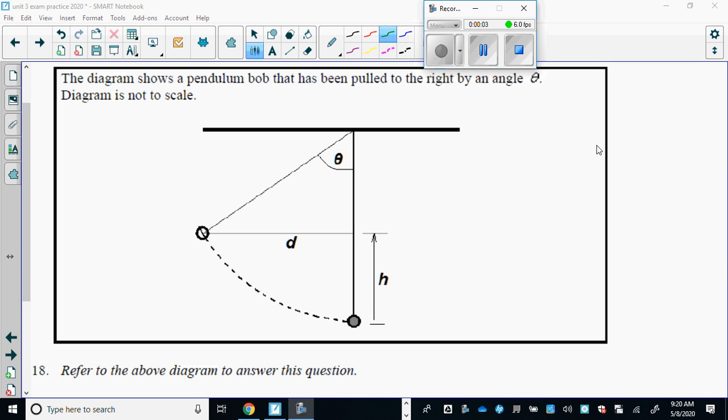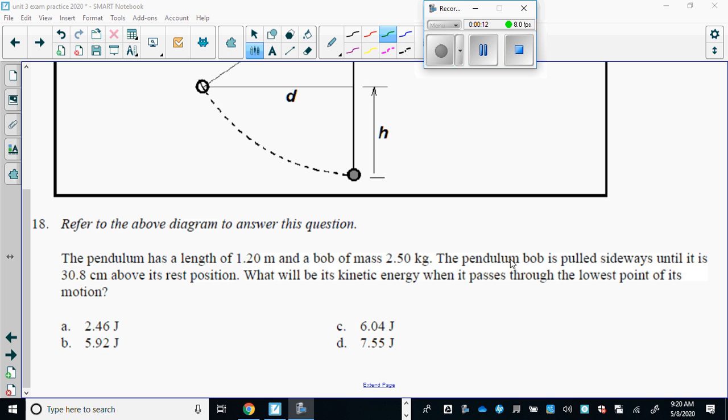Number 18, your classic pendulum question. You've got a pendulum, you pull it back and you release it. And this specific question is asking for the kinetic energy. So the pendulum is up here. At this point, it is all potential energy. And then it's going to go down here.